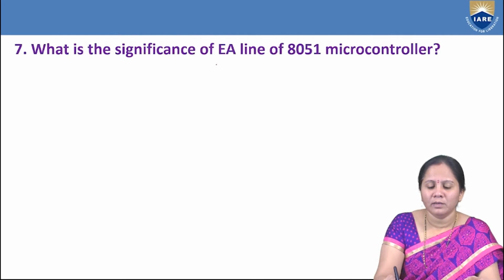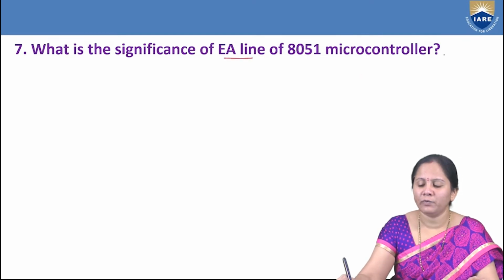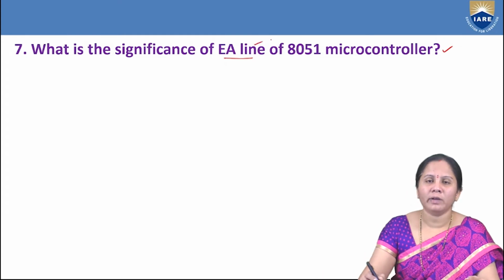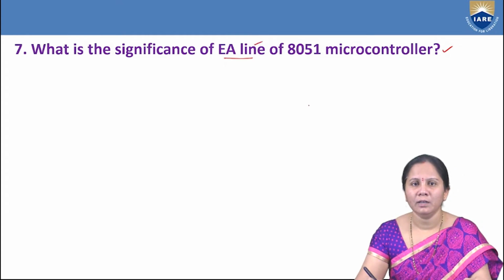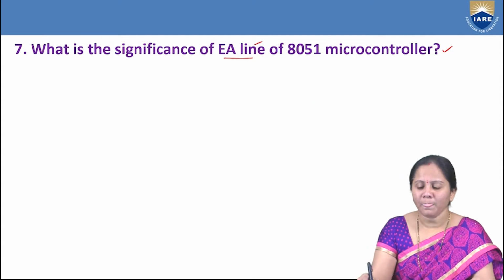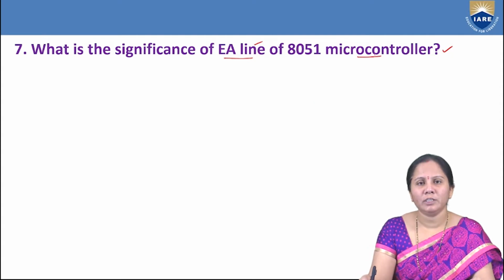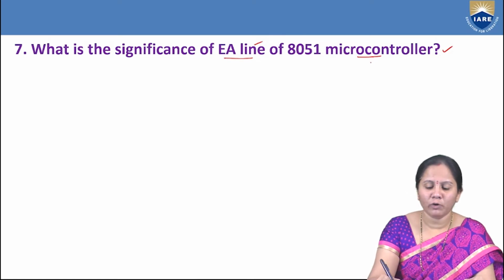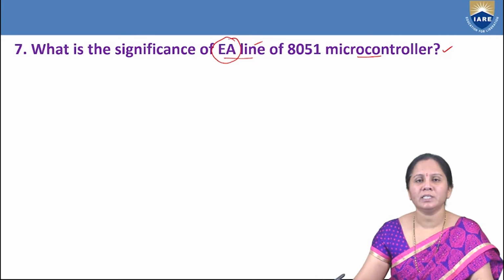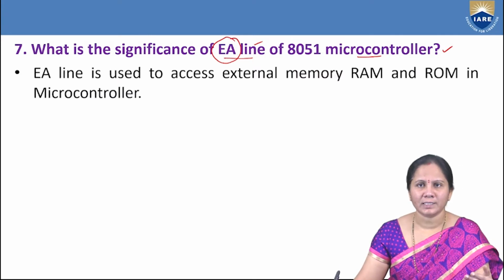And what is the significance of EA line of 8051 microcontroller? Okay, so EA line or EA pin or EA signal, it is nothing but a function of the pin. The 8051 microcontroller is a 40-pin IC. In that 40 pins, this EA is one of the pins. So here EA stands for external access.